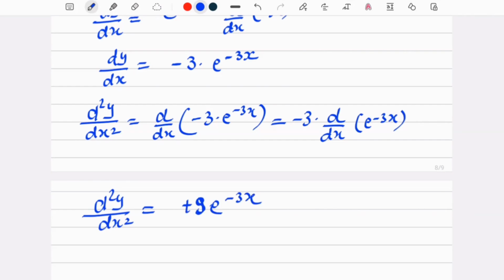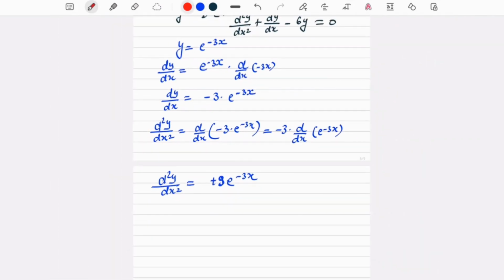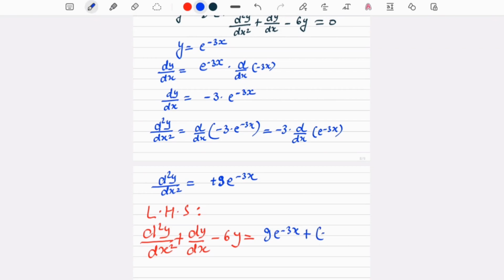Yes, sir. So now go for the differential equation. We will just pick up the left hand side. Left hand side is d square y by dx square plus dy by dx minus 6y is equal to what? What is the value of d square y by dx square? It is 9 times e raised to minus 3x, plus the value of dy by dx, which is minus 3 times e raised to minus 3x, minus 6.